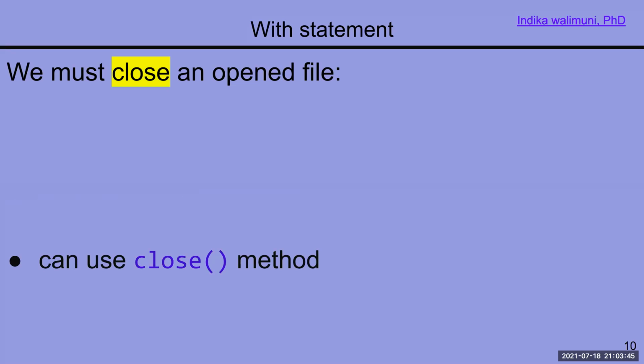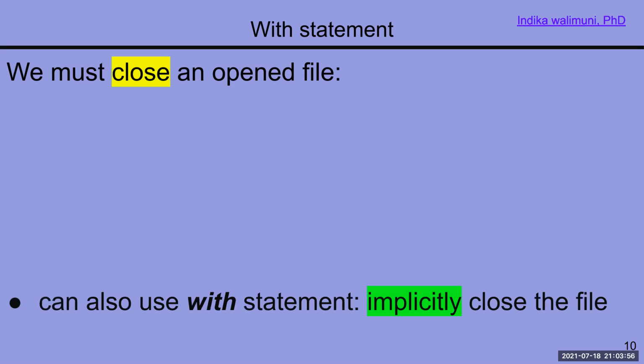So for that, basically, we can use the close method. We can also use the with statement. The advantage of the with statement is that we don't have to close inside. The with statement is going to take care of the closing of the file implicitly, so that basically we save one line of code. So we avoid one line of code with it.